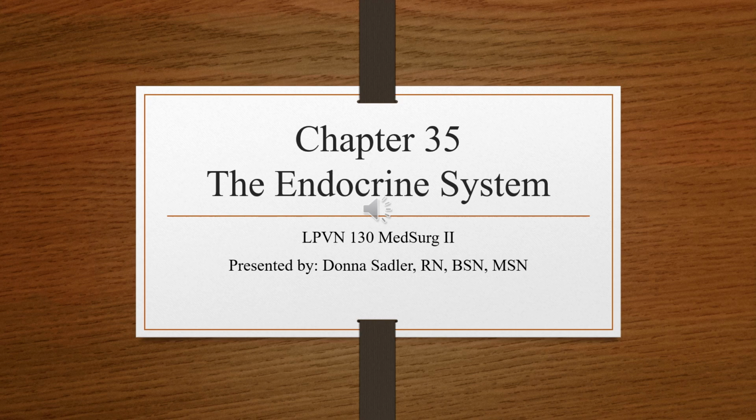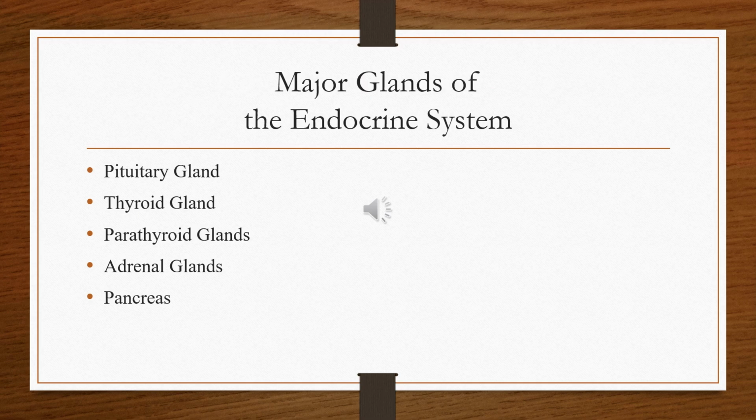This is chapter 35, the endocrine system. These are the major glands in the endocrine system: the pituitary gland, the thyroid gland, the parathyroid glands, adrenal glands, and pancreas. We'll talk about disorders of these areas as we go through the endocrine system.